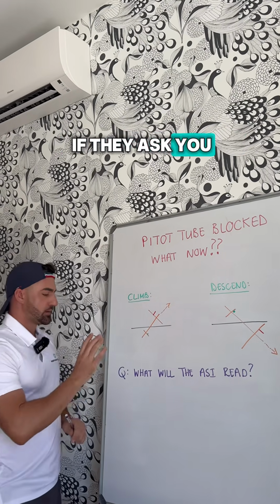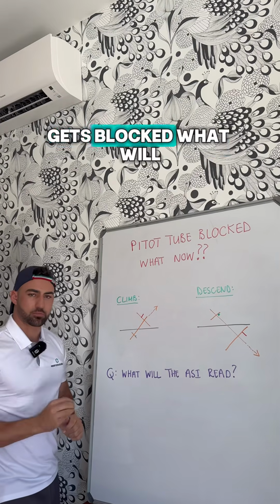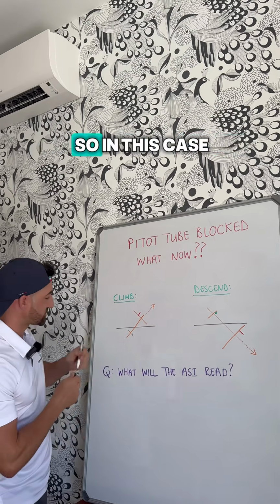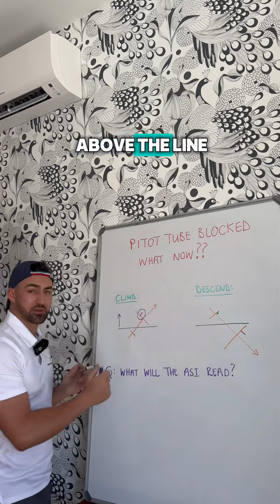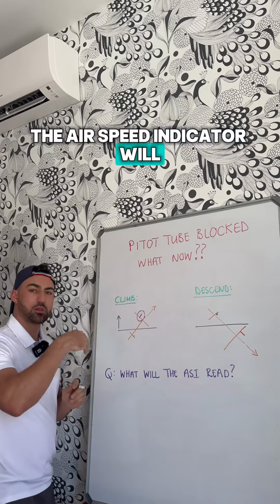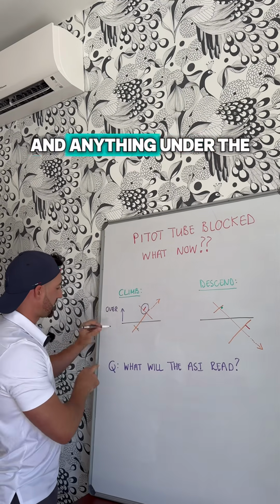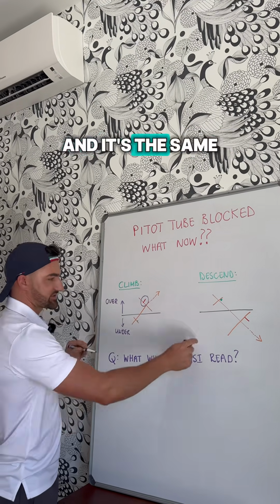Now it's very simple. If they ask you, an aircraft is in a climb and the pitot tube gets blocked, what will the airspeed indicator do? Anything above the line, so in this case you can see the reference line, the pitot tube is above the line, the airspeed indicator will overread. So think above the line as over, and anything under the line will be under. And it's the same on that side.